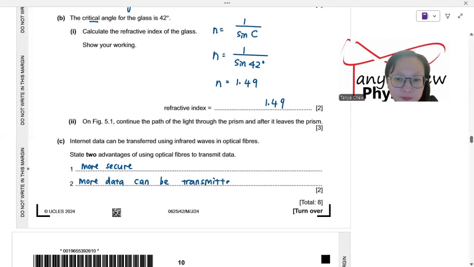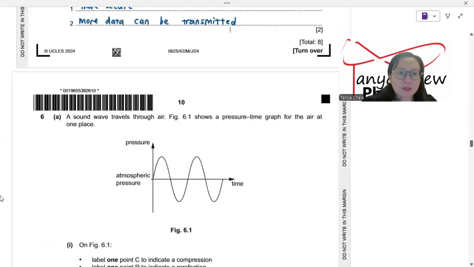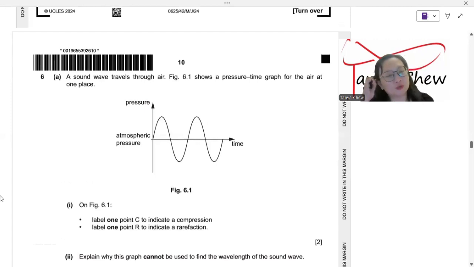Yeah, that's it. Number six, a sound wave travels through air. Fig 6.1 shows a pressure-time graph for the air at one place. On Fig 6.1, label one point C to indicate compression. Look at the graph. This is the graph of pressure against time. It is not displacement against time. So when it is pressure against time, you have to think about sound waves being longitudinal waves, which consist of a series of compressions and rarefactions. What is meant by compression?